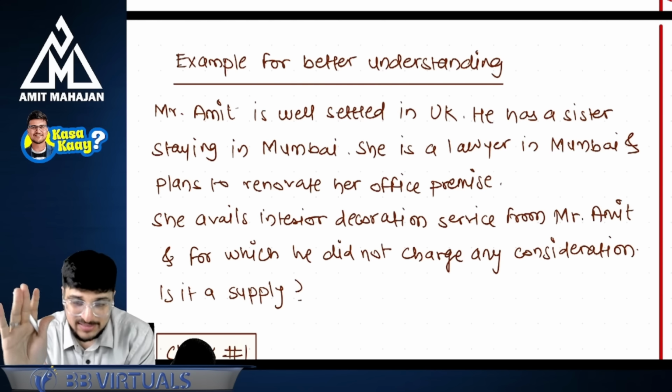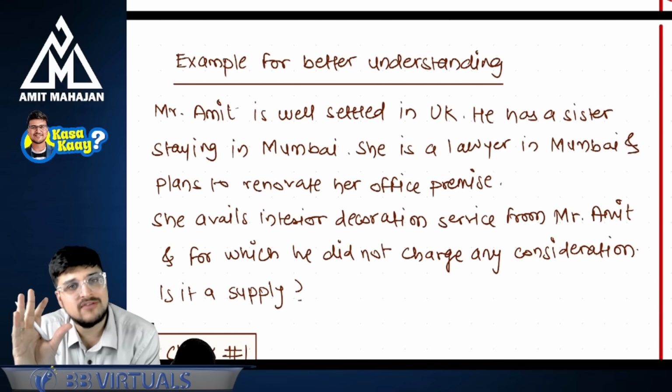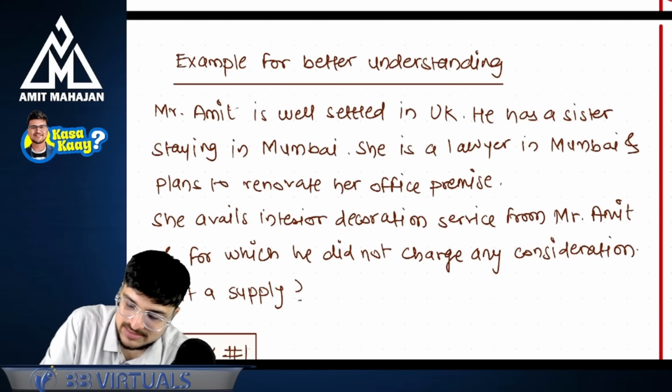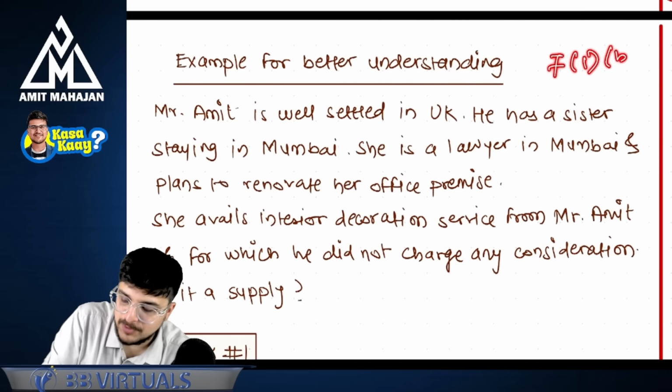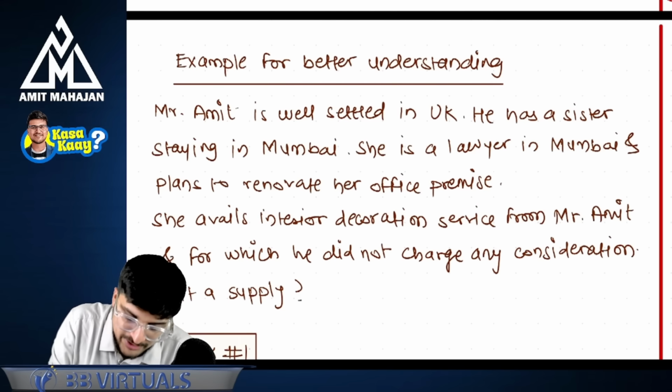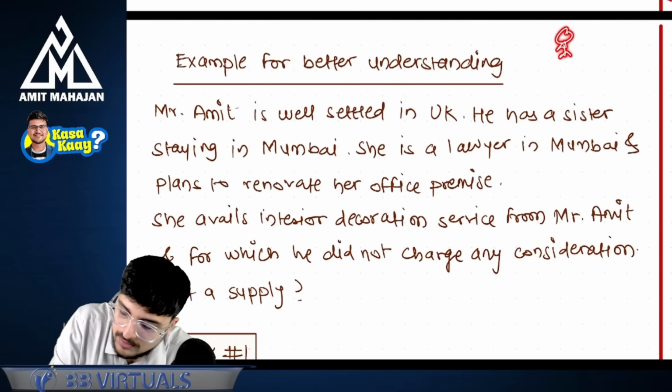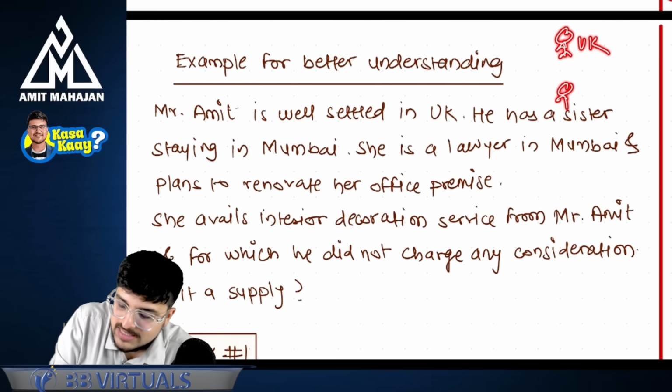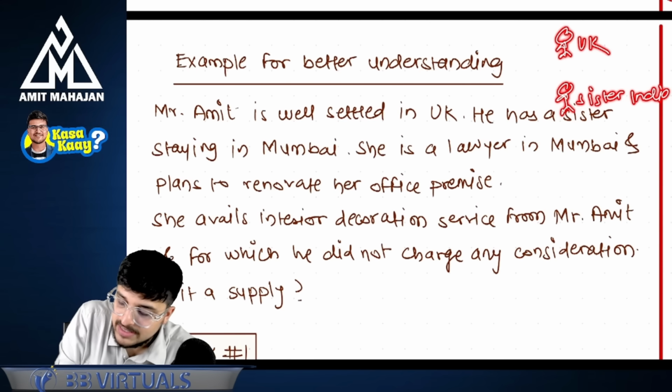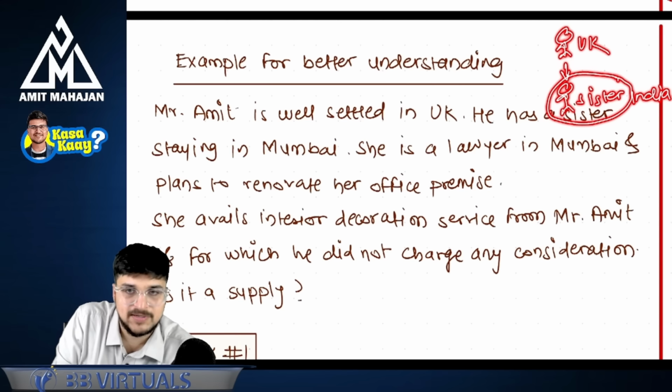Now forget about everything. You first identify, we are thinking under section 7(1)(b) from whose perspective? Here Amit is staying outside India and the sister is staying in India. So we are thinking from the sister's perspective, the recipient's perspective.